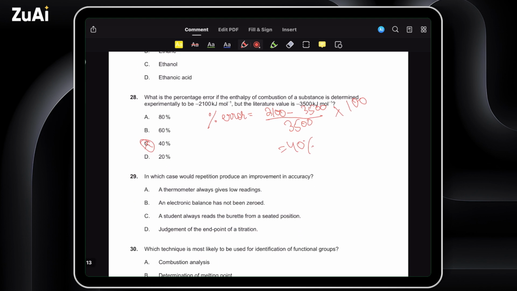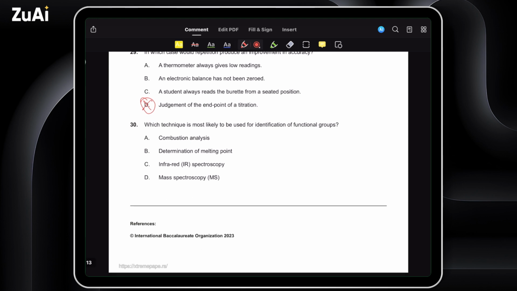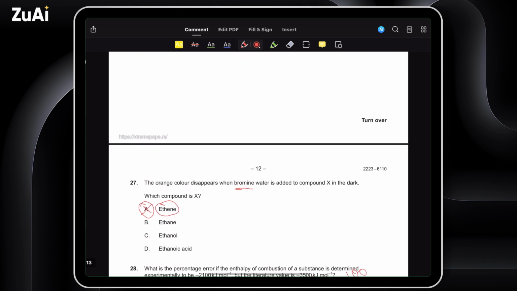In which case would repetition produce an improvement in accuracy? Like a thermometer always gives a low reading, or an electronic balance has not been zeroed, or judgment of the endpoint of the titration. Yeah, that's why we have to repeat the measurement. Which technique is most likely to be used for identification of functional groups? So always remember, for the functional group, IR is the technique which is used to identify the functional groups.